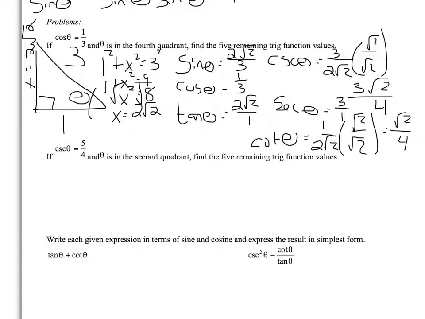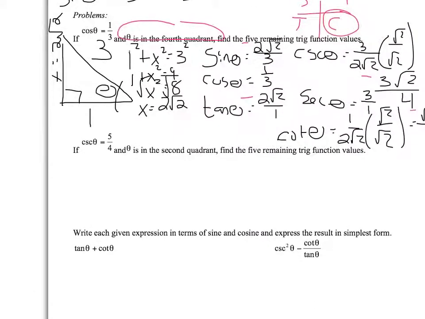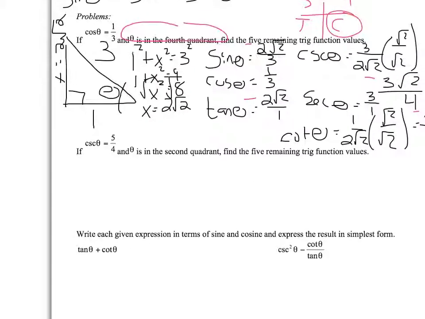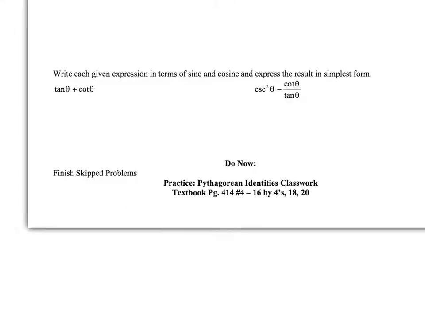There's one more thing we have to remember to do when we do these problems. Notice it says theta is in the 4th quadrant. In the 4th quadrant, cosine and its reciprocal are positive. Everything else is negative. So I'm going to stick a negative on the sine, the cosecant, the tangent, and the cotangent. I'm going to leave this next problem for you guys. It's the same idea. Draw yourself a triangle, come up with your third side, and then come up with your 6 trig functions.